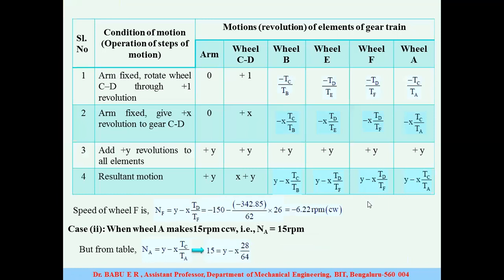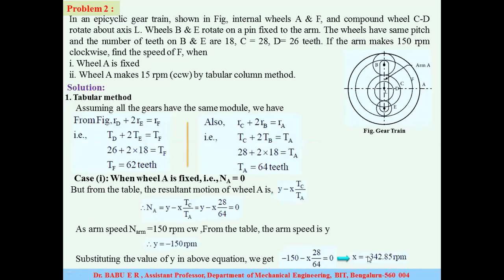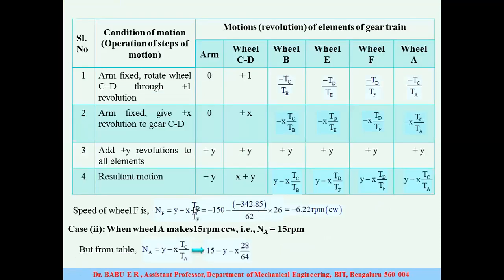What is the speed of gear F? It is y minus x times Td by Tf. So the speed of F, Nf, equals y minus x times Td by Tf, where y is minus 150 and x is minus 342.85, with Td as 26 and Tf as 60. If you solve this, you get the speed of wheel F, which is minus 6.22 RPM. A negative sign means that gear rotates in the clockwise direction.